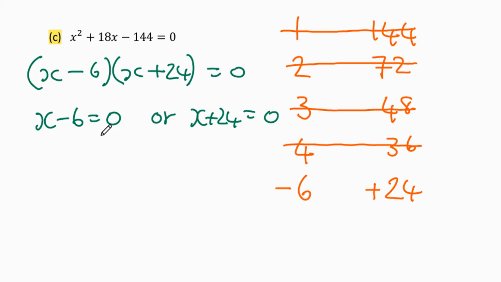So in the first equation here, we can take the negative 6 to the right-hand side, and it becomes positive 6. In the second equation here, we can take the positive 24 to the right-hand side. So x will equal negative 24.